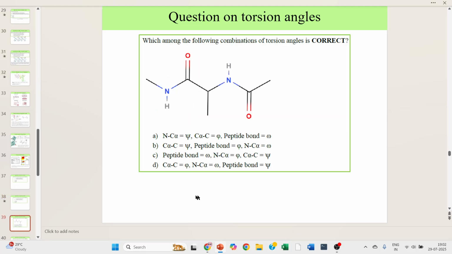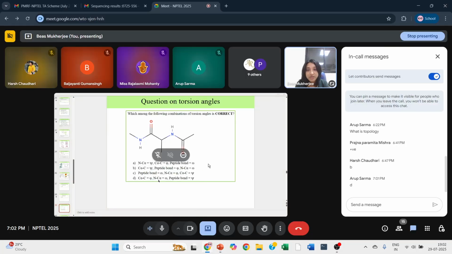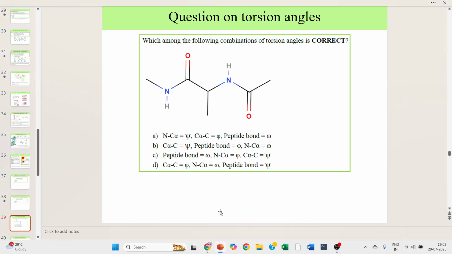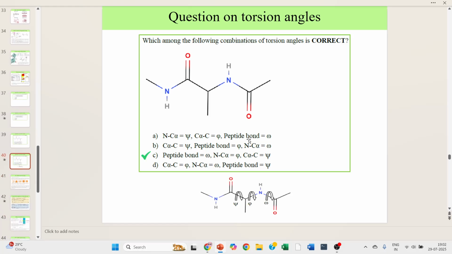Okay. Now we go to the next question. Which of the following combinations of torsion angle are correct? Now this looks difficult, but it is simple. For the peptide bond, it is always omega. For N-C alpha, it is phi. And for C alpha-C, it is psi. Just remember this much. You also have to remember the values, but this is the basic that you can remember. So see, peptide bond is omega. N-C alpha is, sorry, phi. And C alpha-C is psi. This is what you have to remember.